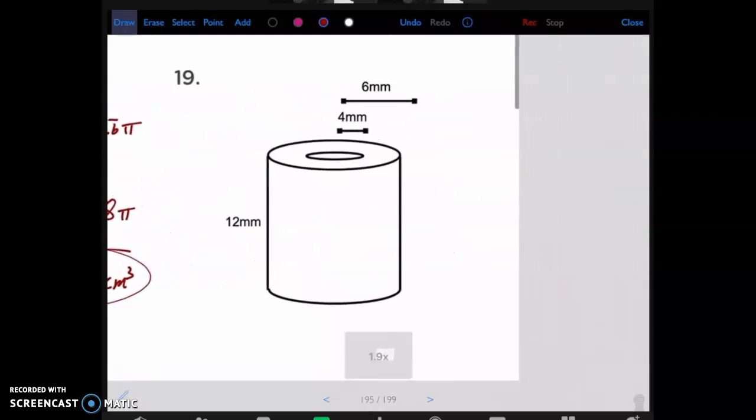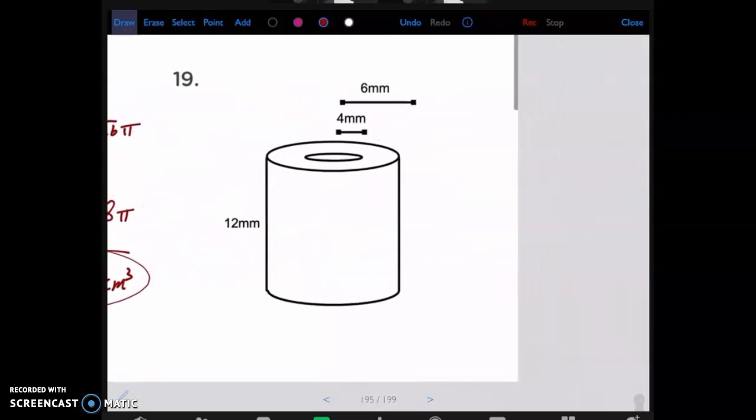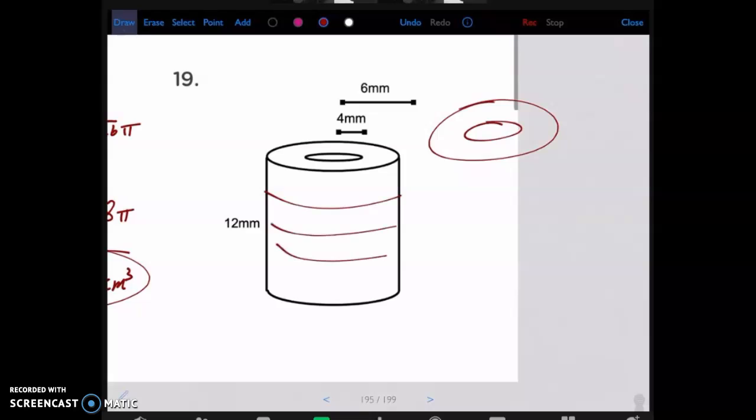19, the old paper towel roll. So we have the inner radius and we have the outer radius. So what I'm going to do is find the area of the base, and then I'm going to tiny tower it up all the way up that paper towel roll. So the area of the base, the bigger radius is going to be 6. The smaller radius is going to be 4. So it's pi r squared of the big minus pi r squared of the little. It's going to give me 20 pi.